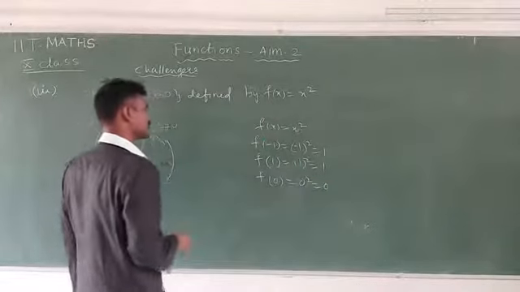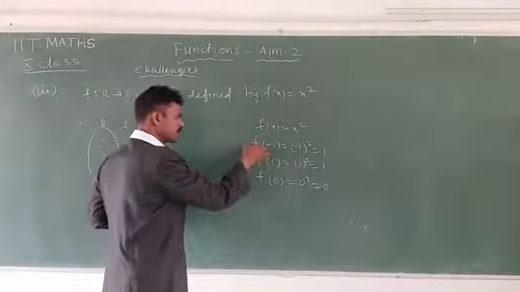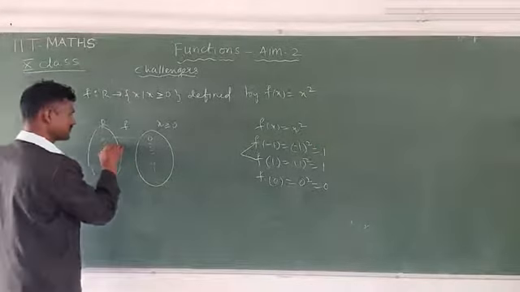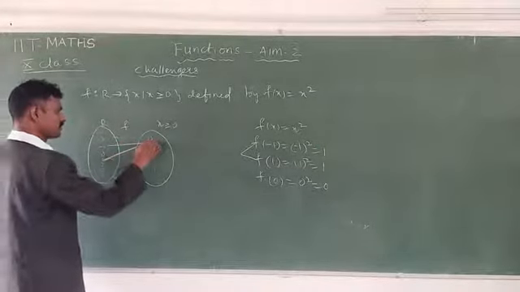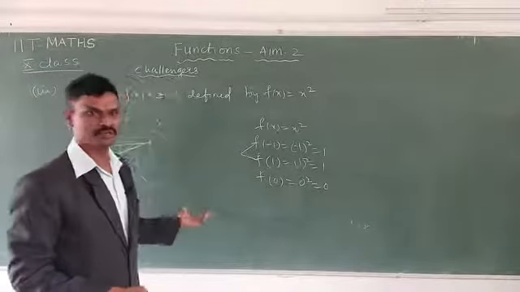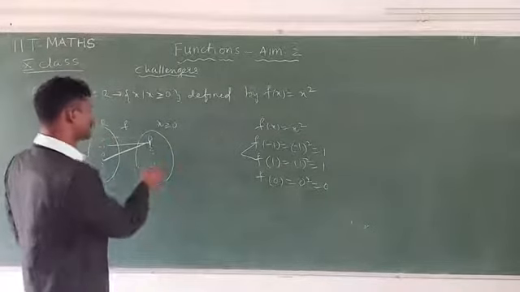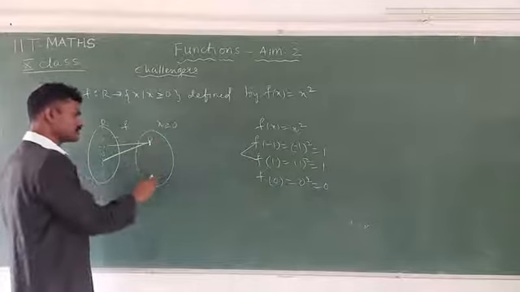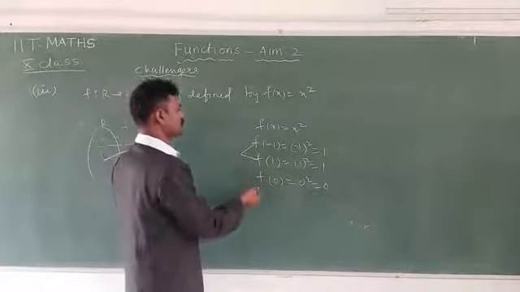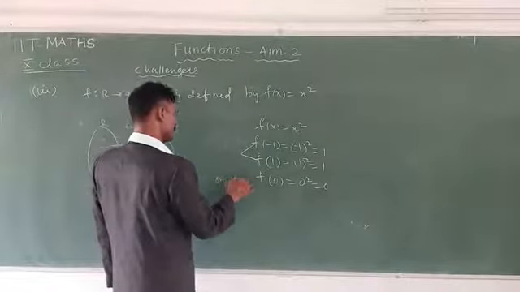Now see here, clearly we know that minus 1 and plus 1, both having only 1. Minus 1 and plus 1, both elements having same image. That's why this is not one-one. Onto possible or not we have to check here. Onto possible. Clearly we know that only positive numbers are there. Positive numbers are possible, then this is onto function only.